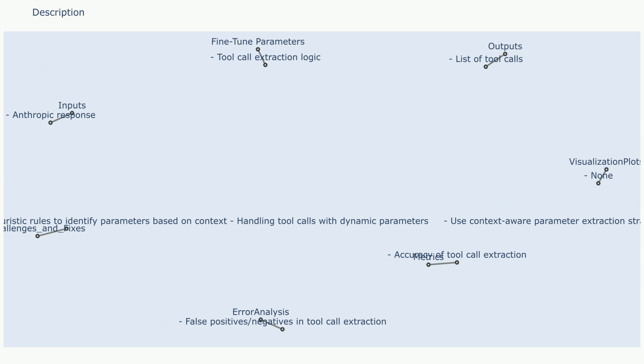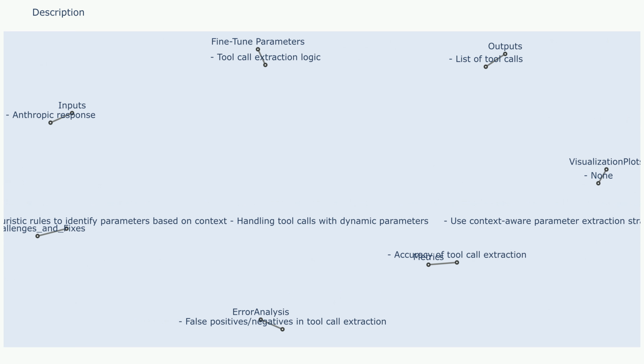Challenge 2. Unstructured tool arguments. The generated text may not always provide tool arguments in a structured format. Sample use case. Get the weather forecast for tomorrow in San Francisco. This instruction lacks a clear format for specifying arguments like location and date.